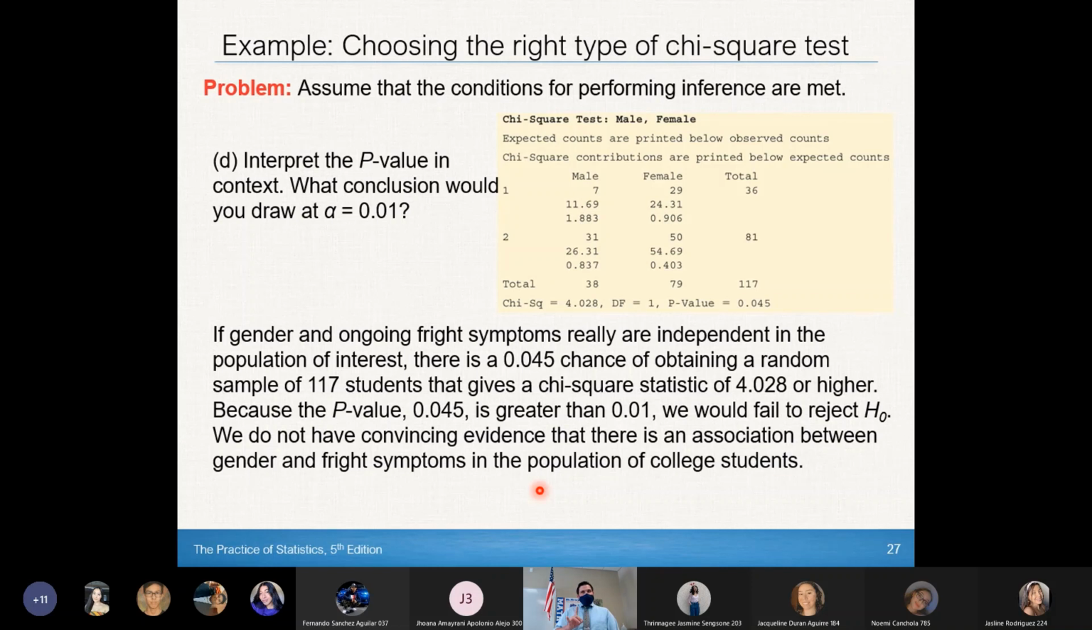So again, we have those 2 parts. We interpreted the p-value, and then we wrote the conclusion based on that p-value and the significance level we were given. Are there any questions? Is there anything I can clarify from this example?